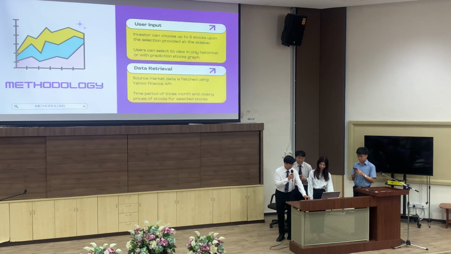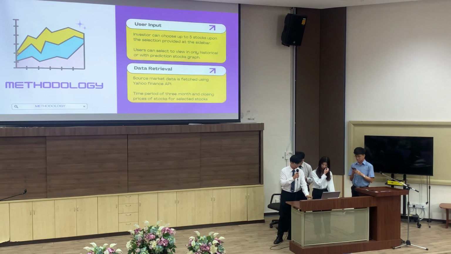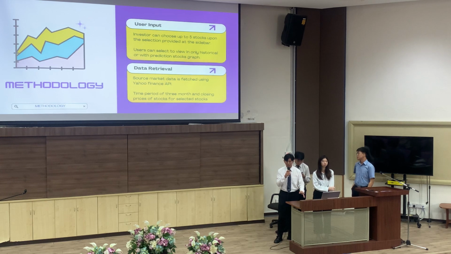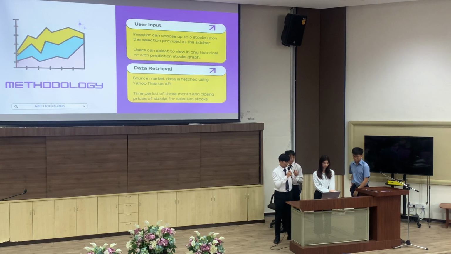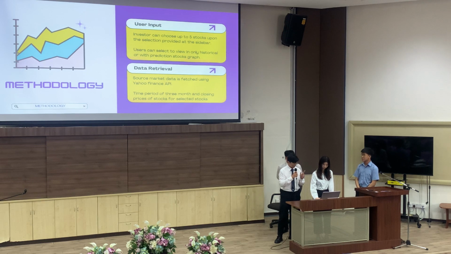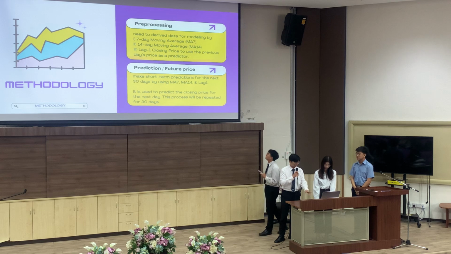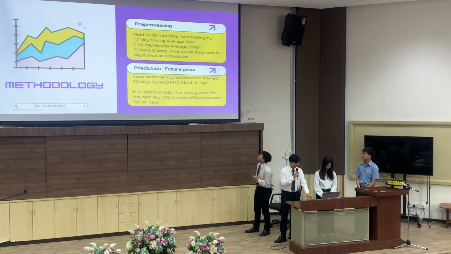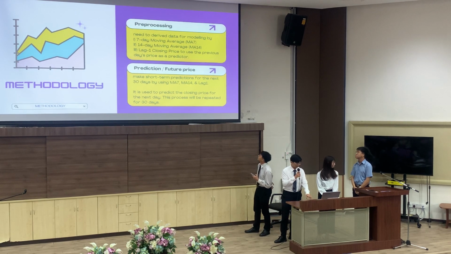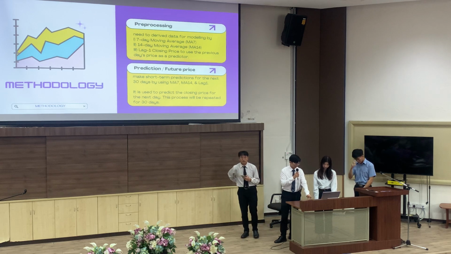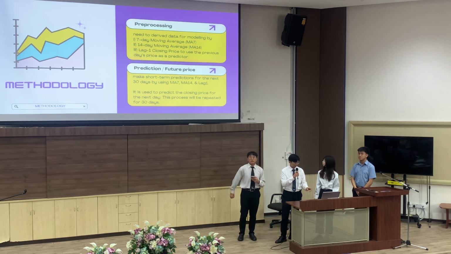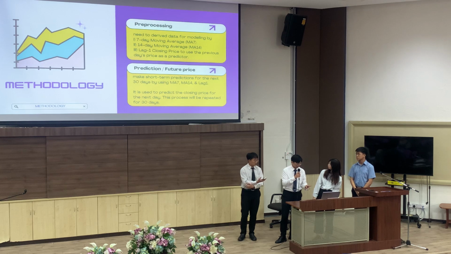For data retrieval, market data is fetched using the Yahoo Finance API, which means our data is current, covering a time period of 3 months and the closing price of the stock. For pre-processing, we prepare data for modeling using a 7-day moving average, a 14-day moving average, and a lag of the closing price to use the previous day's price as a predictor.